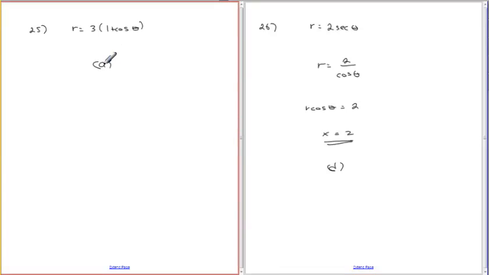But also, if you go again to page 735 and you look at the limacons, or however you pronounce that, you see that you've got r is equal to a plus or minus b cosine theta.